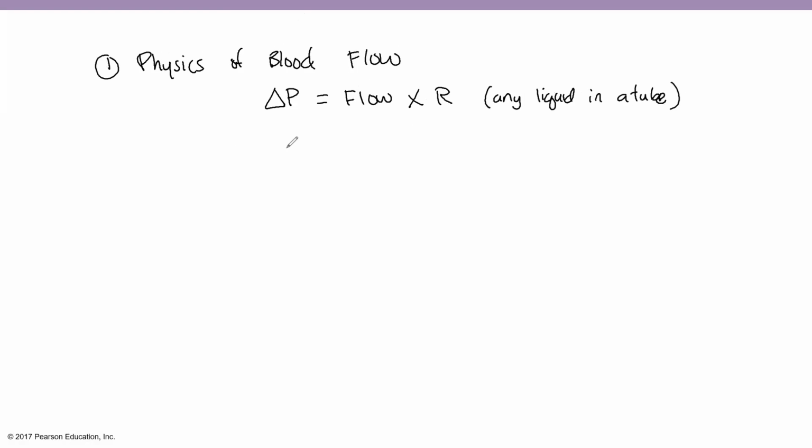Now, we also converted this equation to our physiology. And when we did that, this is what the equation looked like: mean arterial pressure is equal to cardiac output times total peripheral resistance. So this is more relevant to our physiology.